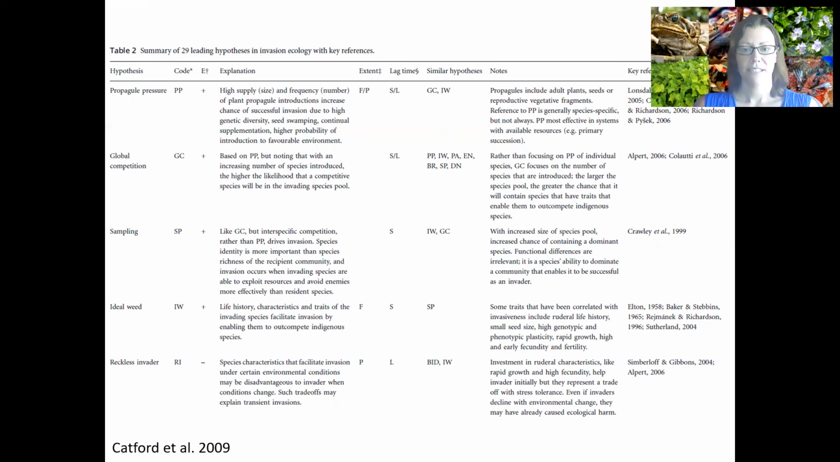So for your next team exercise, you're going to be digging into a few more of these hypotheses that Catford is presenting in Table 2. You're going to learn more about them. So you're going to look up some of these key references, try to figure out who's tested them, on what kind of taxa have they tested them. And then you're going to teach us about that hypothesis and whether you think it's pretty broadly applicable or maybe more narrowly applicable.